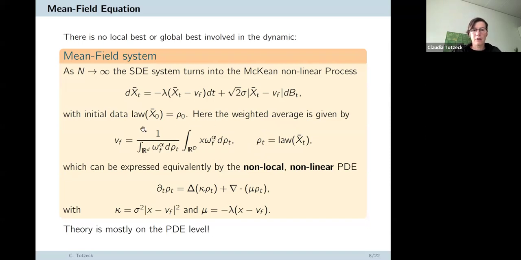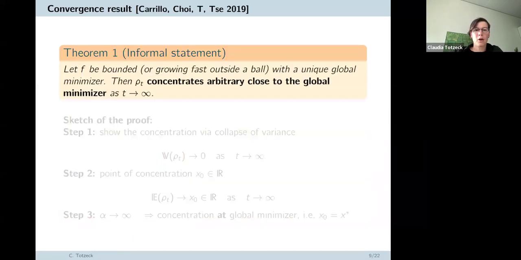We see here the definition of the weighted mean. It's still the average, but now with integrals, of course. And having this structure, we can equivalently write this down as a non-local and non-linear PDE. Looking like that, we have here the diffusion part, now scaled with x minus vf squared, coming from the Ito formula that you get the squares. And here the drift part, where you see that you drift again towards the vf. And having this structure, we can prove now that we converge, so that the method really does the job.